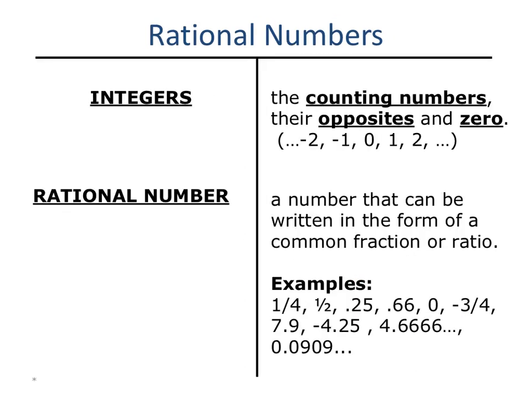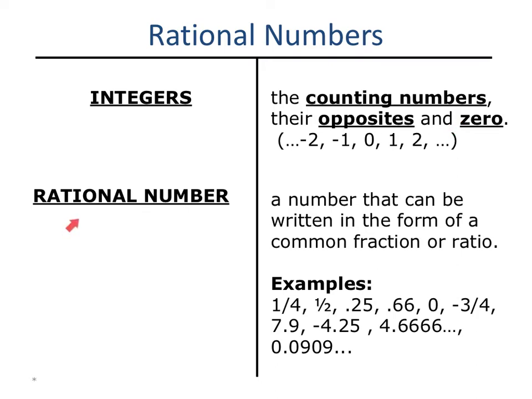The next largest category are integers. Integers contain your counting numbers, 1, 2, 3, 4, and so on, their opposites, -1, -2, -3, -4, and so on, and 0.